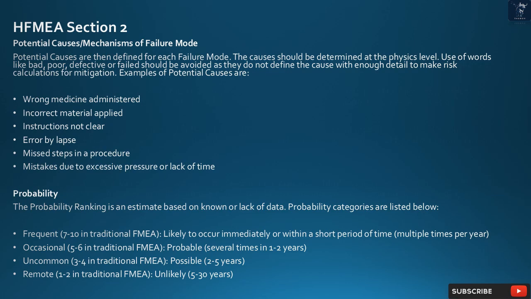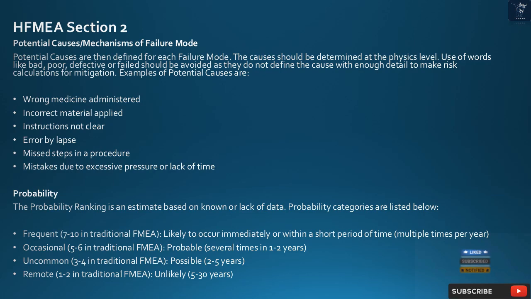HFMEA Section 2. Potential causes/mechanisms of failure mode. Potential causes are then defined for each failure mode. The causes should be determined at the physics level. Use of words like bad, poor, defective, or failed should be avoided, as they do not define the cause with enough detail to make risk calculations for mitigation. Examples of potential causes are wrong medicine administered, incorrect material applied, instructions not clear, error by lapse, missteps in a procedure, mistakes due to excessive pressure or lack of time.